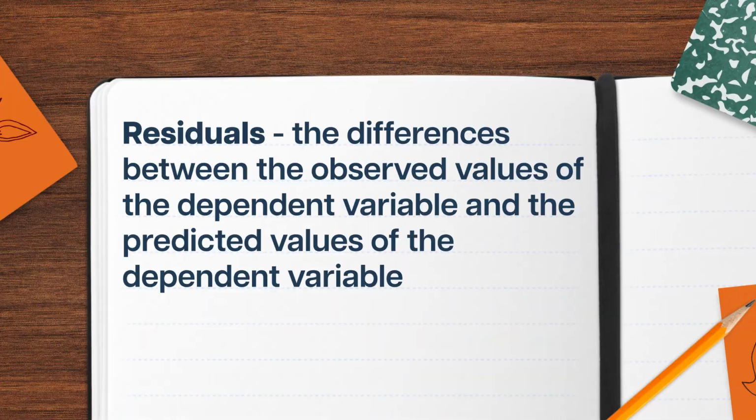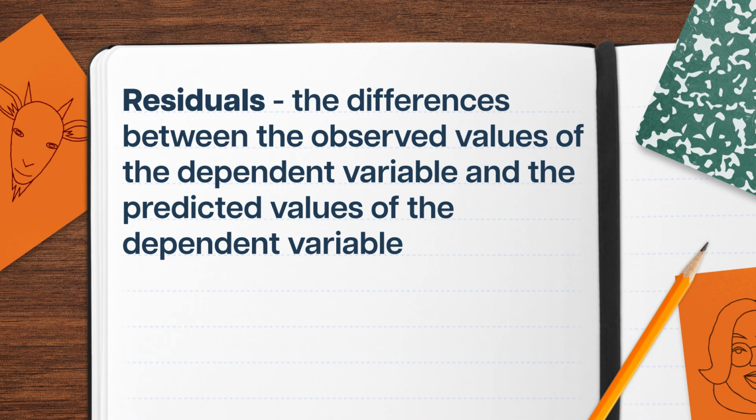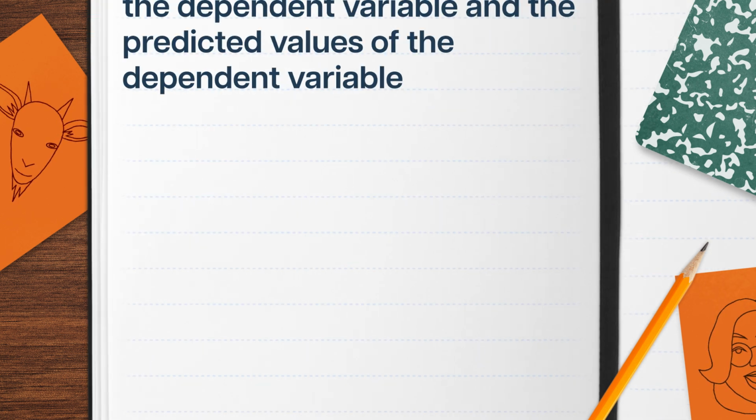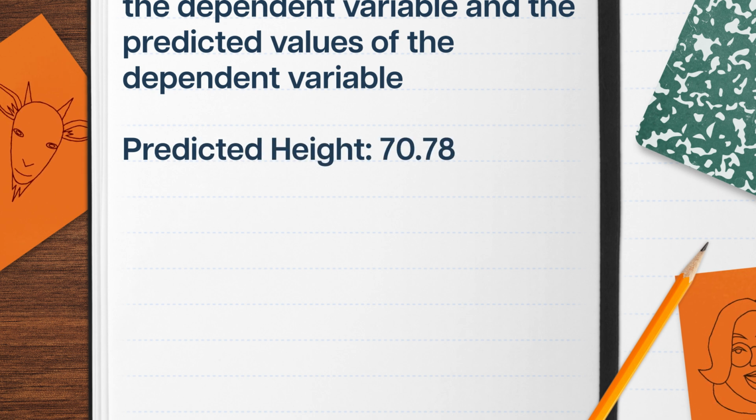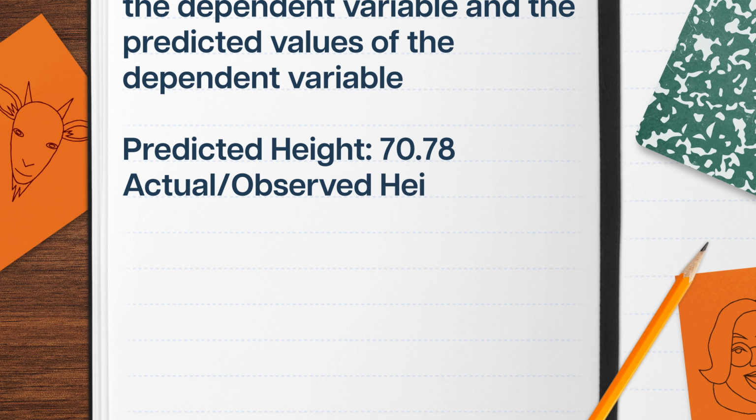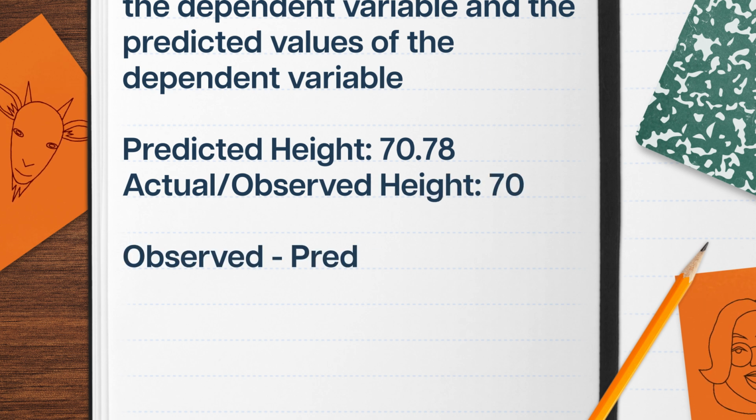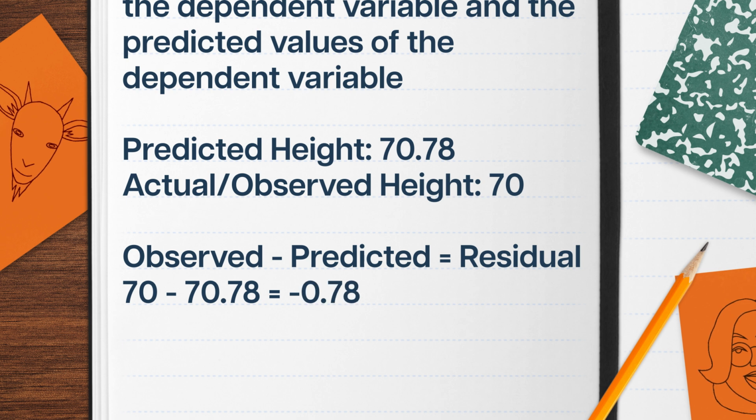Remember, that's there to remind us that no line perfectly describes data, and we can keep track of all the different ways the line deviates from our points by measuring the vertical distances between each point and the regression line. These differences between the observed values of the dependent variable and the predicted values of the dependent variable are called residuals. So for the tree whose width we measured as 8.3, we predicted its height to be 70.78, but the true height was actually 70. That makes our residual for that point 70 minus 70.78, which equals negative 0.78.